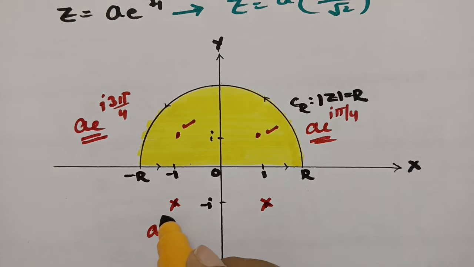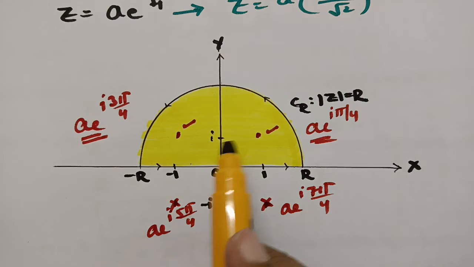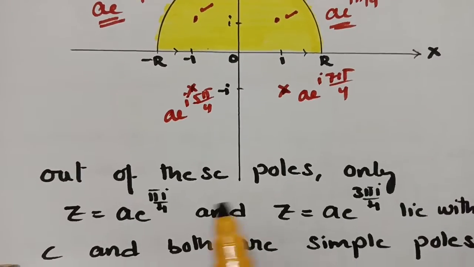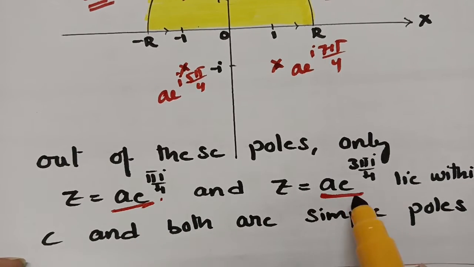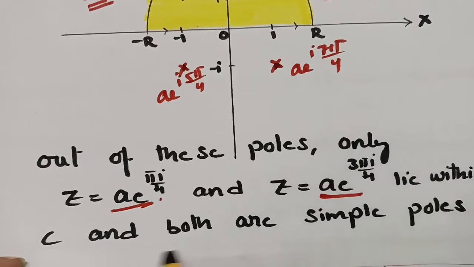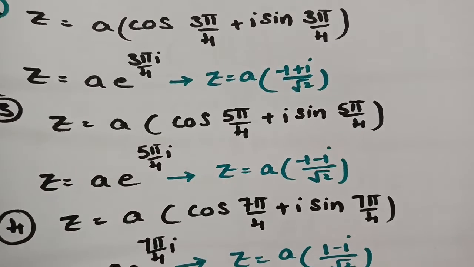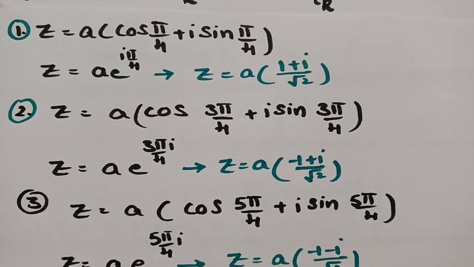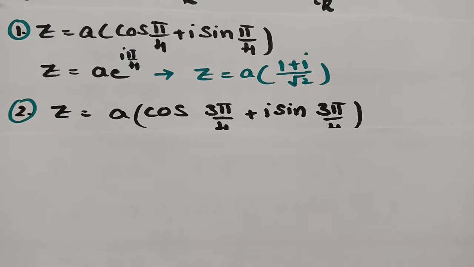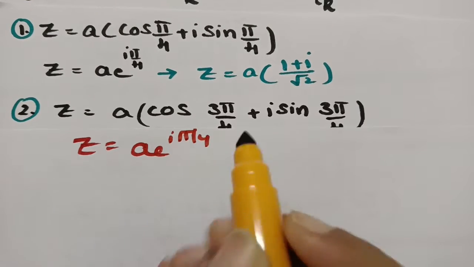This one is a into e power i 5 pi by 4, and this one is a into e power i 7 pi by 4. So we have to calculate the residues. Out of these poles, only a into e power i pi by 4 and a into e power i 3 pi by 4 lie within the contour, and both are simple poles. So we have to find the residues for each and every pole. For finding the residues, as they are simple poles, the first pole here is z is equal to a into e power i pi by 4.